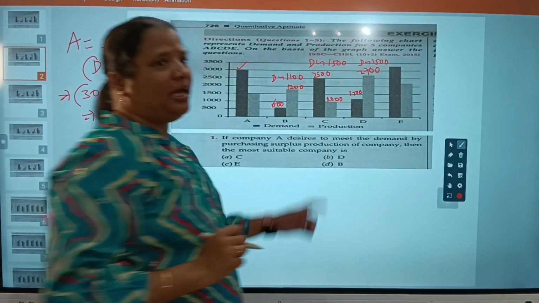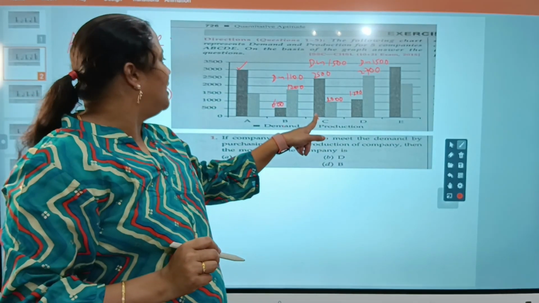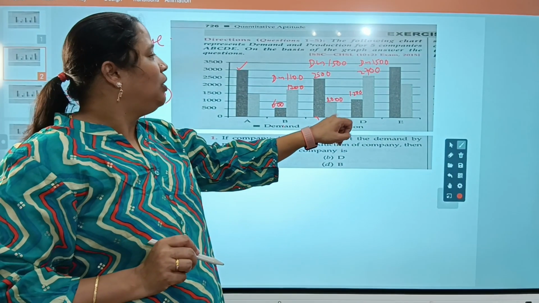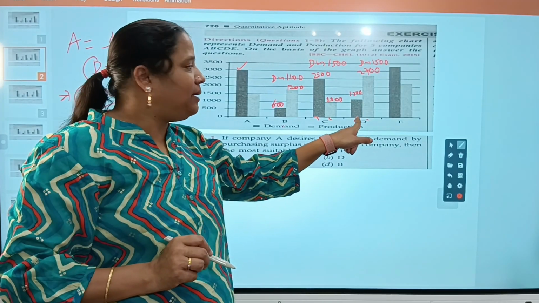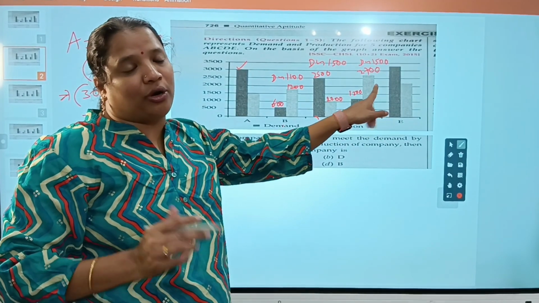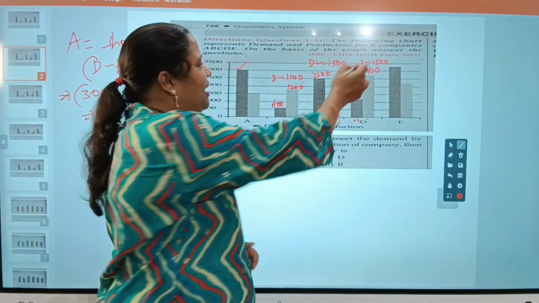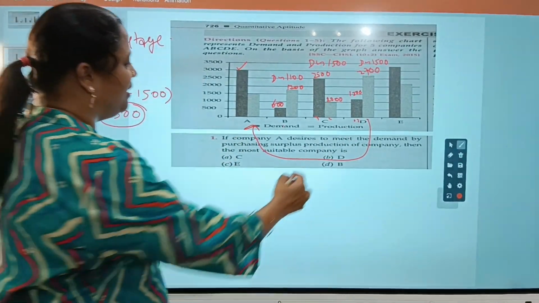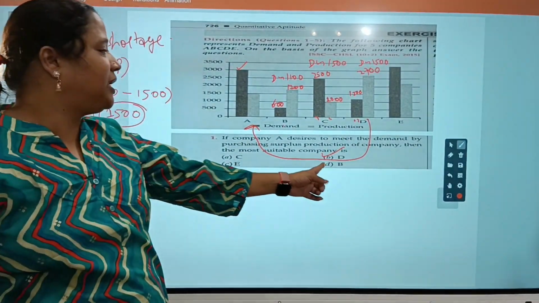But already, if you see in company C, the demand is high but production is low. But in D, demand is low but production is high. So D can give some production to A. That's why D is the reasonable answer here.